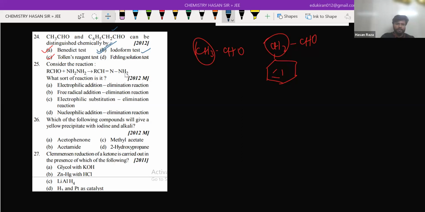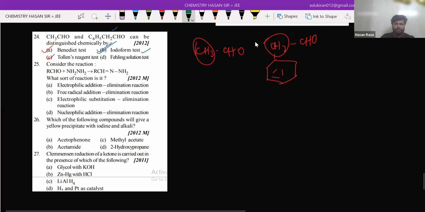A is correct. Basically, in question number 26, two options are correct. In 25, two options are correct. So in 25, if you are going to check, no, wait a minute. Wait a minute, please. In 25, option D is the correct answer.